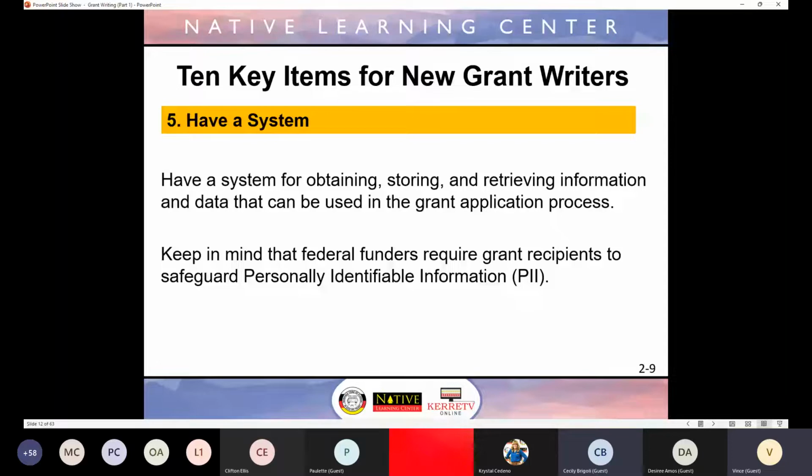And also being able to have a system for obtaining, storing, retrieving information and data and access to people that can be used in the grant application. That's what I've been talking about. That's the village concept. That's the teachable moment. Being able to convince others.